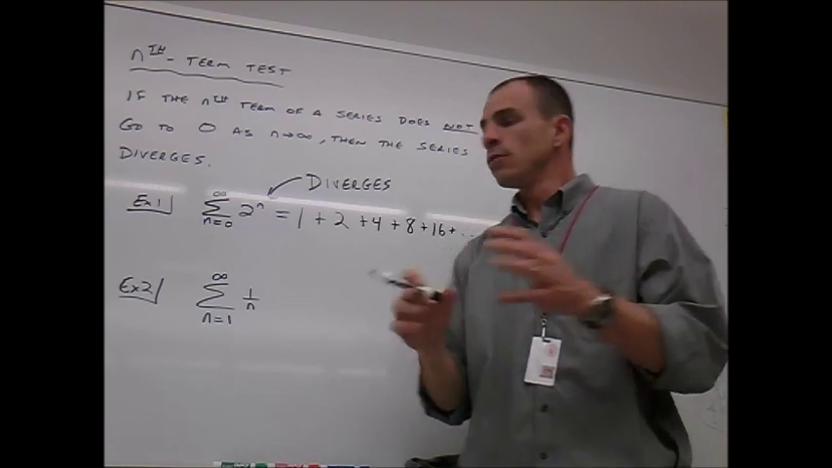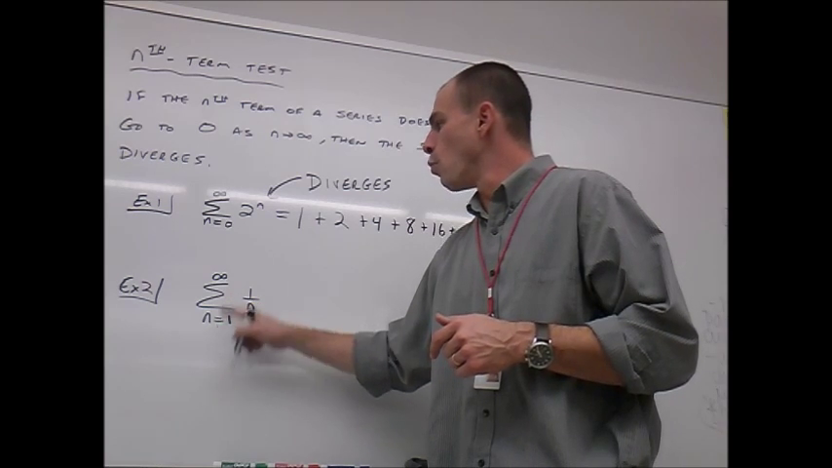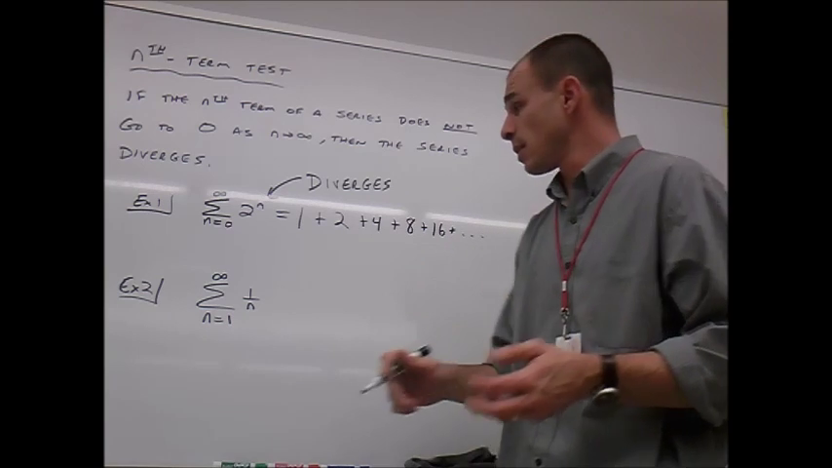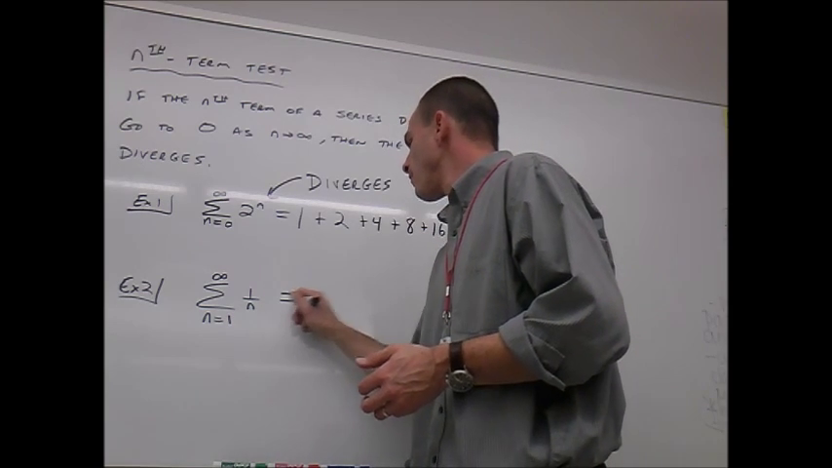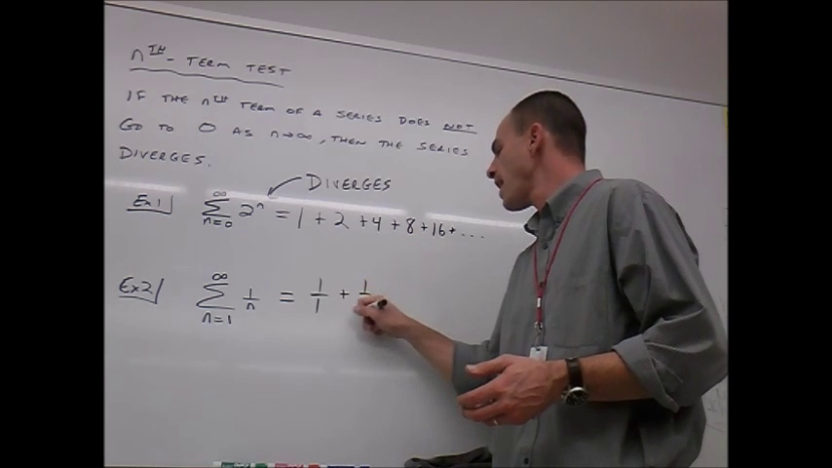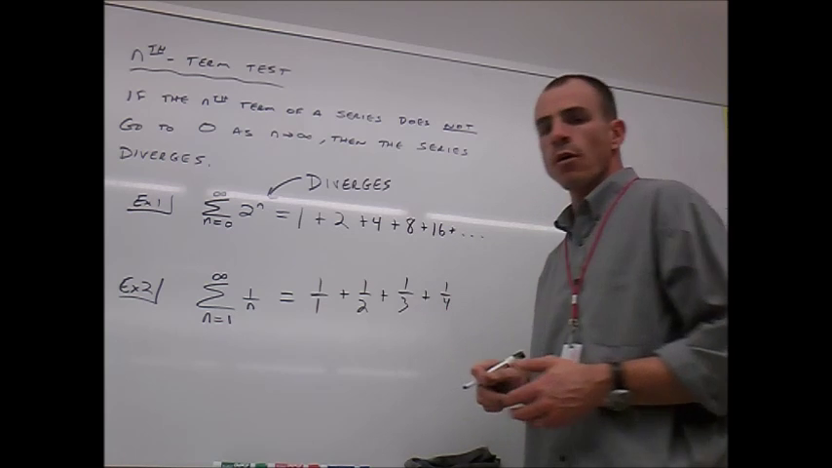Okay. Example number 2. We have the sum as n goes from 1 to infinity of 1 over n. Okay, let's start listing these terms here. If n is 1, then we have 1 over 1. All right, yeah, that's 1, obviously. If n is 2, then we have a half. If n is 3, then we have a third. If n is 4, we have a fourth.